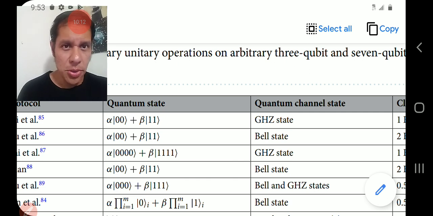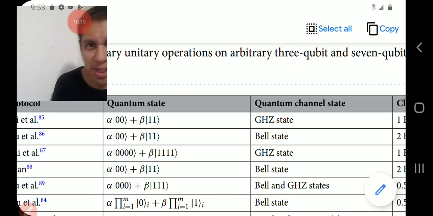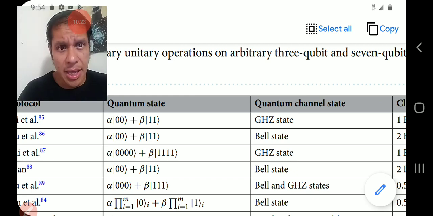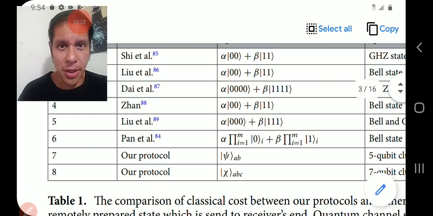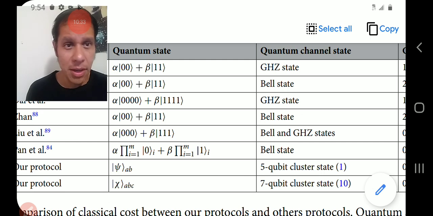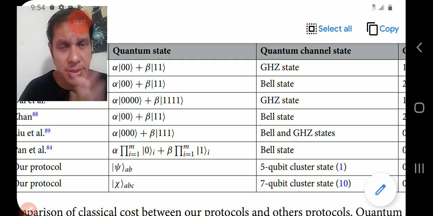I don't know why they call it a GHZ state. That's not it, but I guess you use that one as a channel. And right here at the bottom, you're looking at the protocol. You see the contrast. I see the channel right here is the 5-qubit cluster state and the 7-qubit cluster state, and what you enter in the previous ones are those right there. So I see the advantage right here.